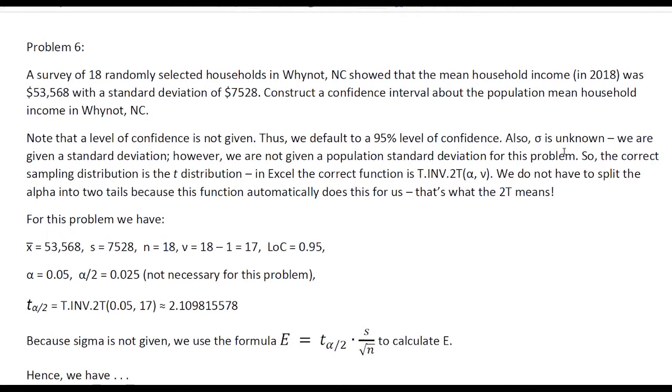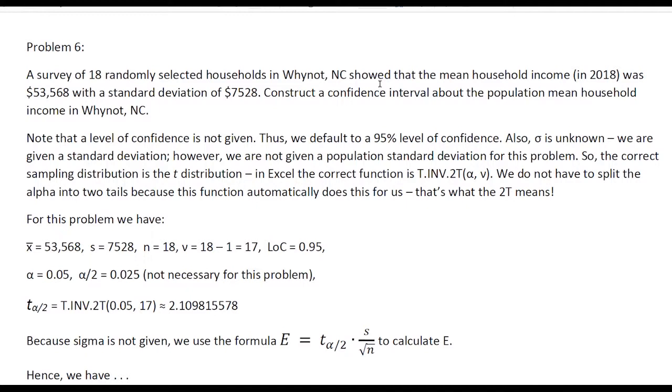In this problem, it says a survey of 18 randomly selected households in Wynot, North Carolina. Yeah, that's actually a place, by the way. Showed that the mean household income in 2018 was 53,568 with a standard deviation of 7,528. Construct a confidence interval about the population mean household income in Wynot, North Carolina.